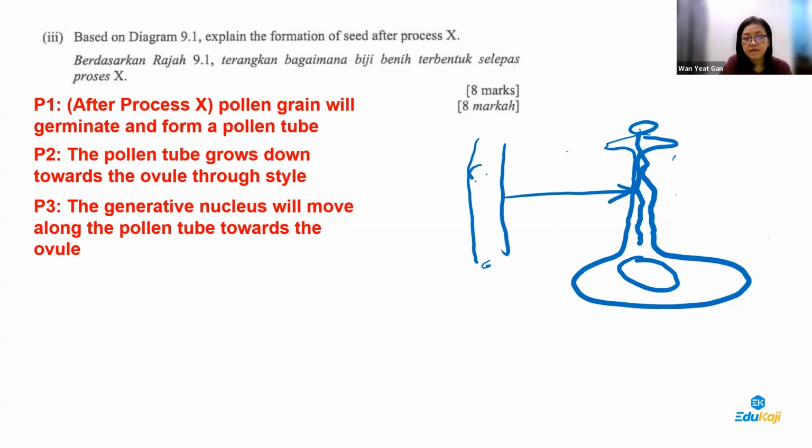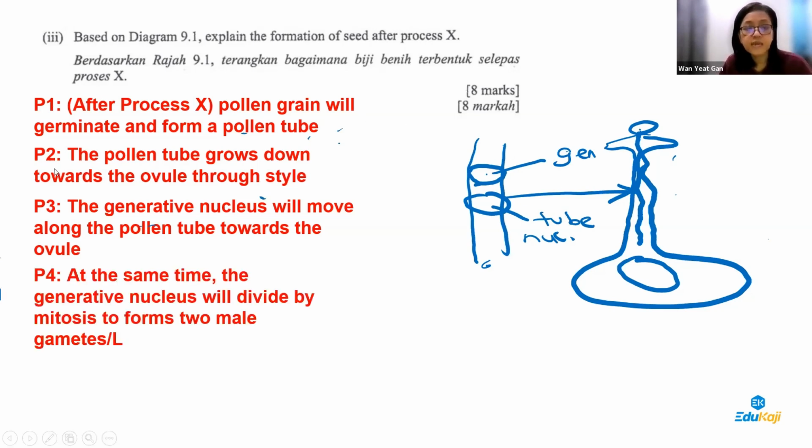So inside there are two nuclei. One is called the tube nucleus that leads the way. The tube nucleus is in front, while the generative nucleus is at the back, following the tube nucleus. Okay, so then the generative nucleus will move along the pollen tube towards the ovule.